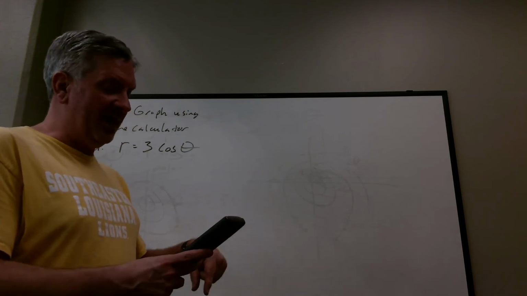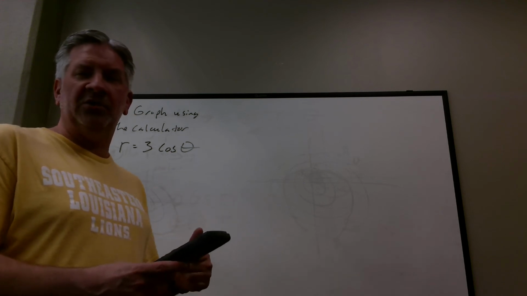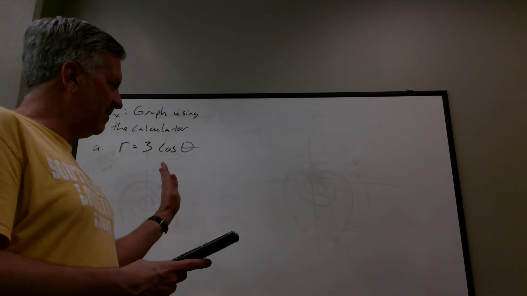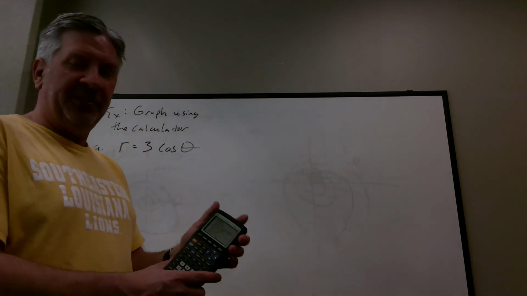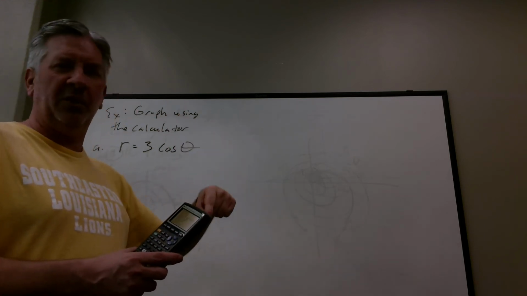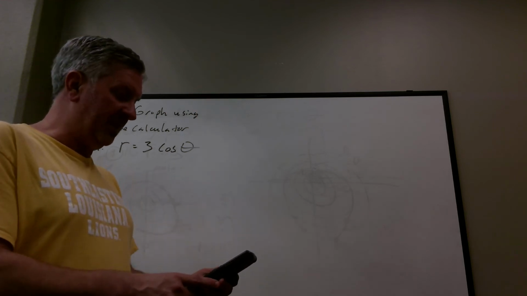an x min, an x max, an x scale, and a y min, a y max, a y scale. So the x and the y work just like the window when you graphed y equals something with x's. So x min, x max, y min, y max. But we have this extra variable, theta min, so you have to tell it what's the smallest theta you want to use, what's the largest, and how often you want it to scale through the thetas.